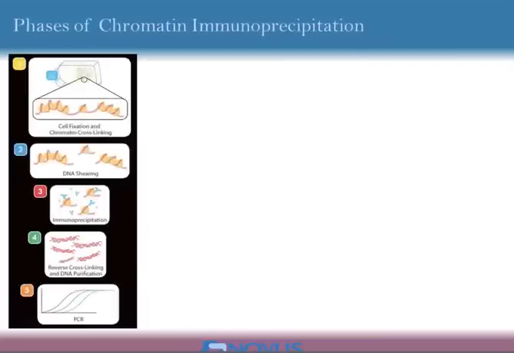So there are 5 rough phases of ChIP that we're going to go over here today. The first one here is cell fixation and cross-linking your proteins to your DNA. That is followed up by a shearing or fragmenting of the DNA, then actually immunoprecipitating the protein with the DNA cross-linked to it, then reversing these cross-links, purifying the DNA, and then finally measuring and analyzing the DNA in the end.